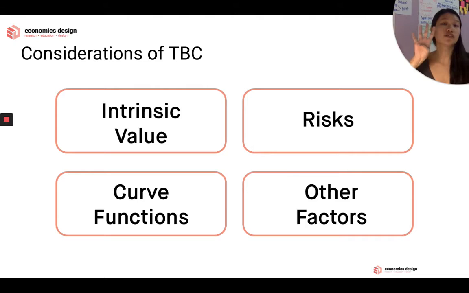So there are four considerations when it comes to token bonding curves. We've got intrinsic value: how does it have any intrinsic value, and how is it being derived? What are the different risks and ways to mitigate the risks? The different curve functions, which is something that I want to spend a little bit more time talking about. It's very interesting. And what are the factors to consider?